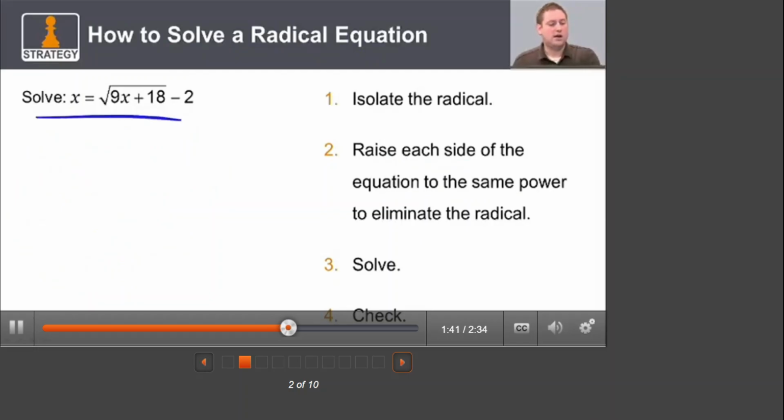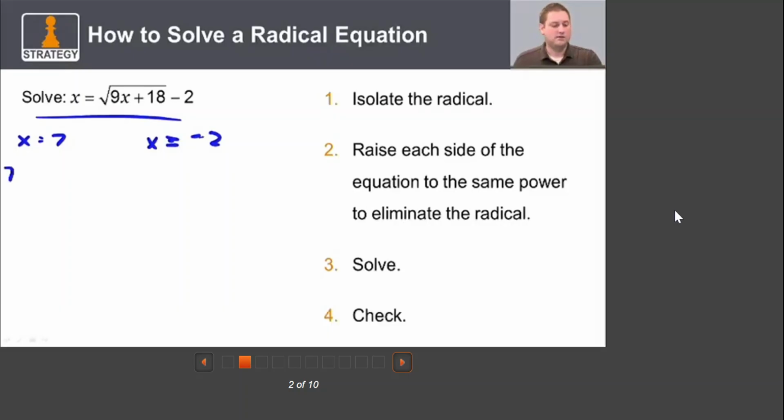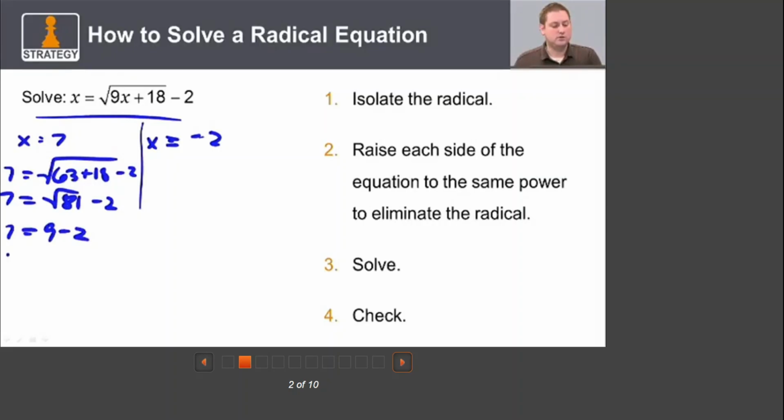So, I have x equals 7 and x equals negative 2. Let's check x equals 7. 7 is equal to the square root of 9 times 7, which is 63, plus 18, all minus 2. Well, 63 plus 18 is 81. The square root of 81 is just equal to 9, so I have 7 equals 9 minus 2. 7 equals 7. That's a true statement.